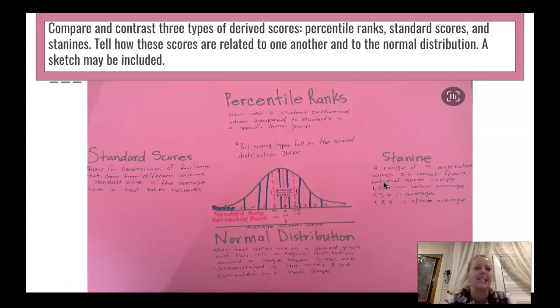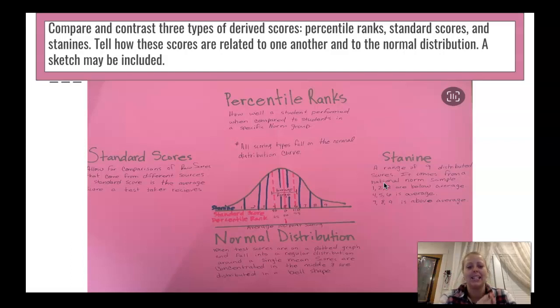Okay, the last one is to compare and contrast three types of derived scores: percentile ranks, standard scores, and stanines, and then how they're related to one another and to the normal distribution. I feel like this is kind of complicated, so I wrote it down as simply as I could figure out how to. I have a little sketch in the center showing the normal distribution, and that is the bell curved line.